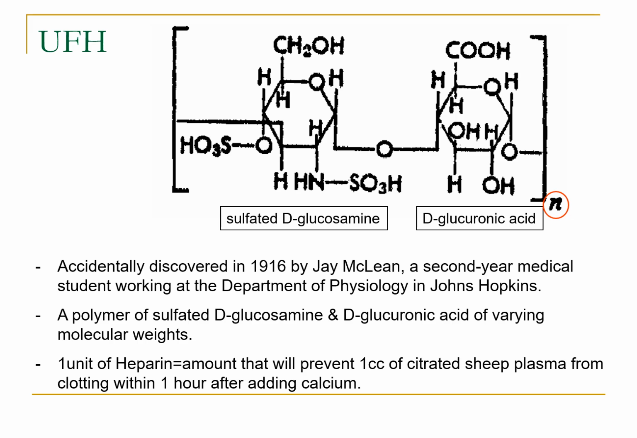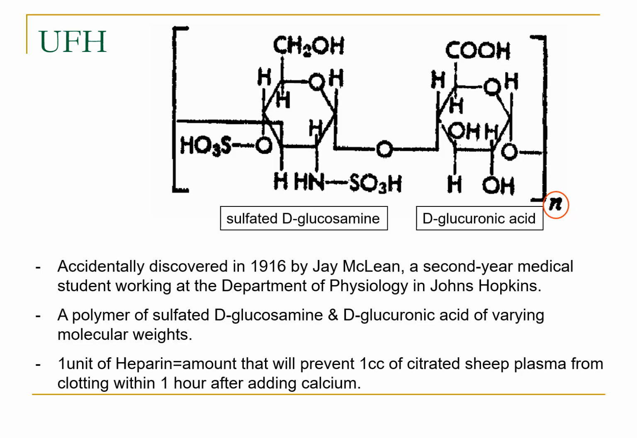The first drug that we're going to discuss is unfractionated heparin, or we tend to call it heparin. So what is unfractionated heparin? It's a polymer, really, of many sulfated D-glucosamine with D-glucuronic acid. And we have varying molecular weights, so several sizes. It could be 500 up to thousands. It really depends. So it's a mix of glycosaminoglycans.